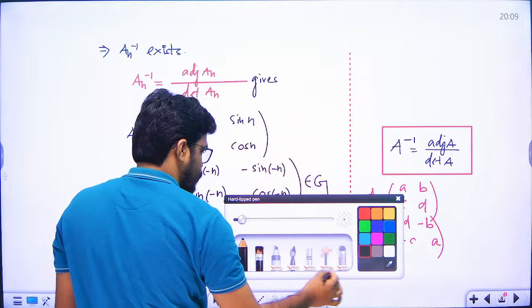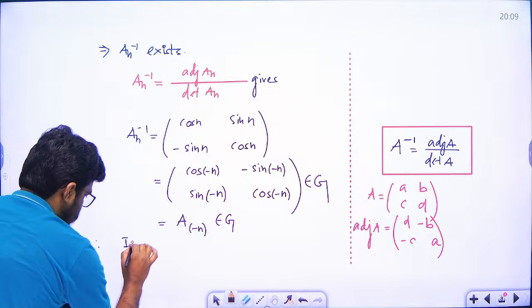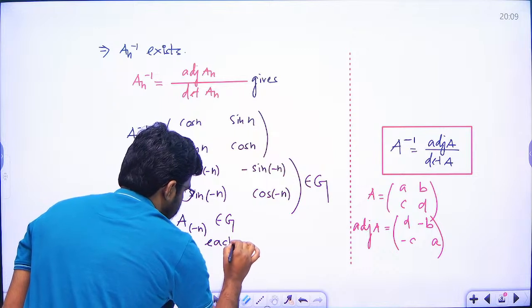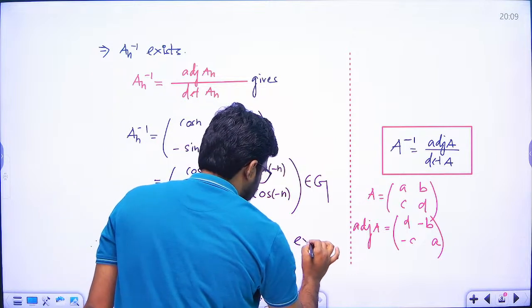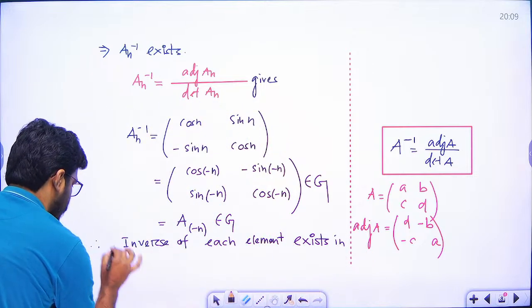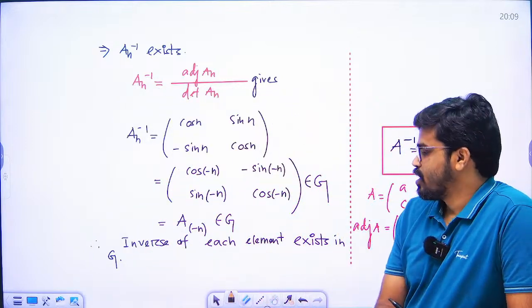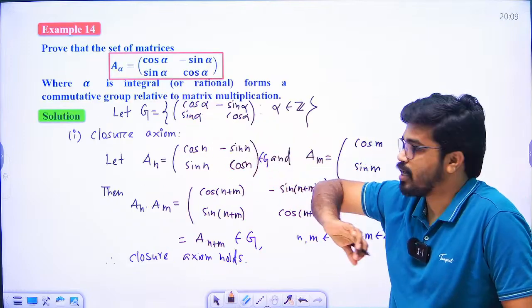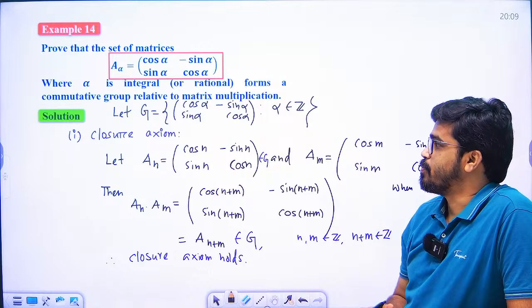Therefore, the inverse of each element exists in G. So we conclude that G is a group with respect to multiplication.